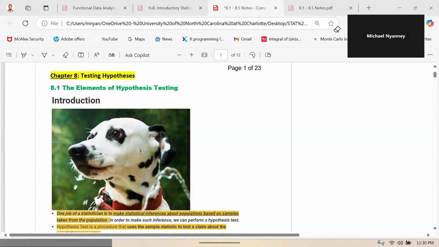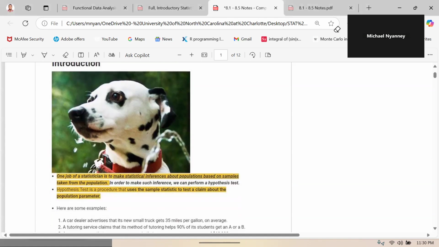So one of the jobs of a statistician is to make statistical inferences about populations based on samples. So we get information from these samples and we want to make inferences about the populations. All right. As we move ahead, we are going to know what hypothesis is in more detail, okay? But this is an overview of how it is.